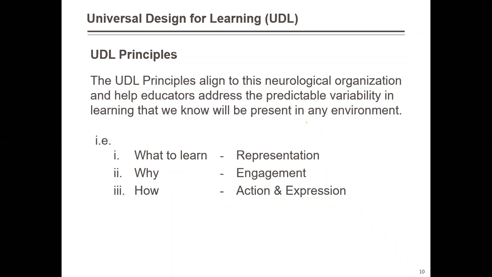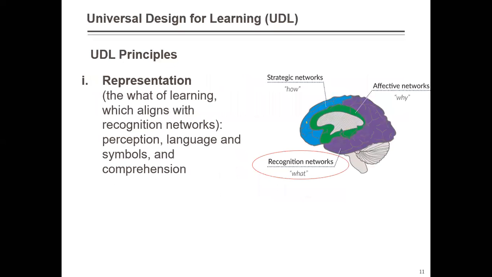So UDL has these principles based on what I just talked about, the neurological aspect of the brain. We have these three principles, so we'll just go briefly over them. Now, the first one talks about representation. The first principle of representation talks about the what of learning. What are we going to learn?